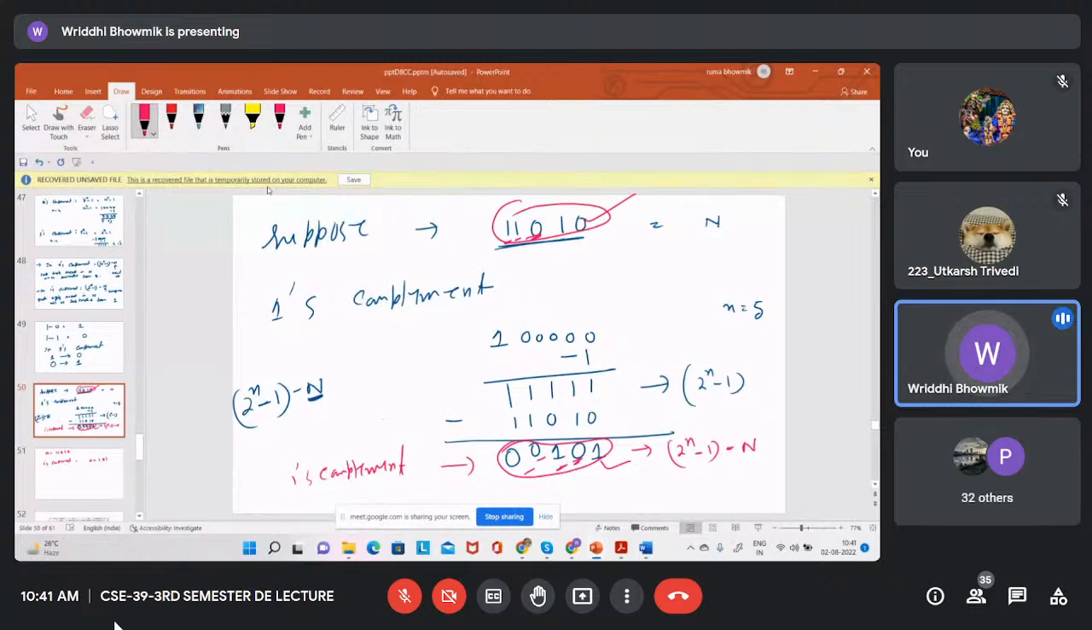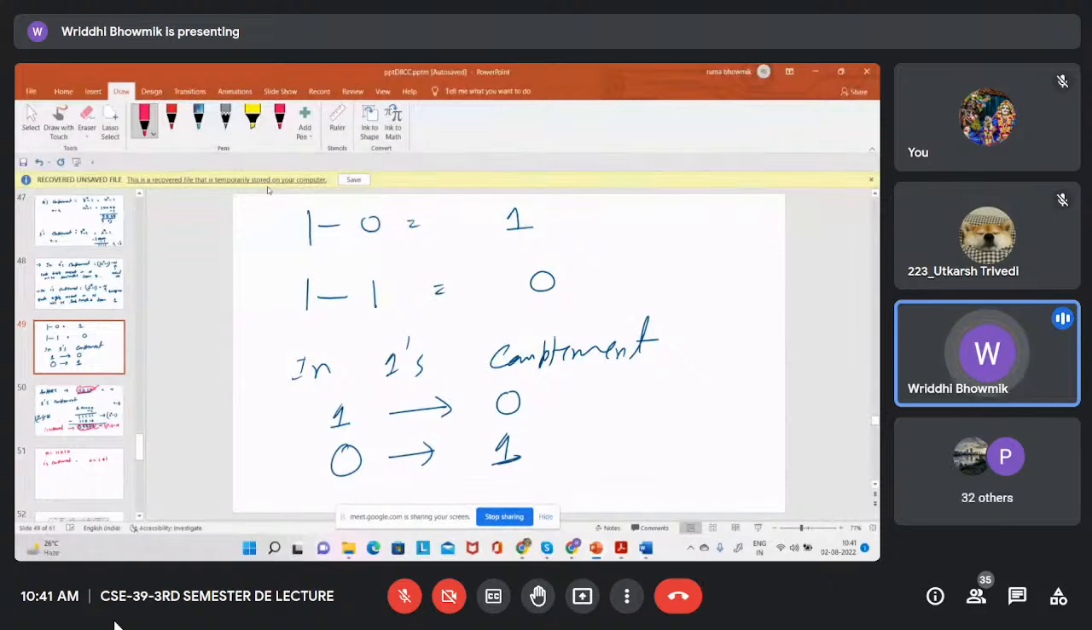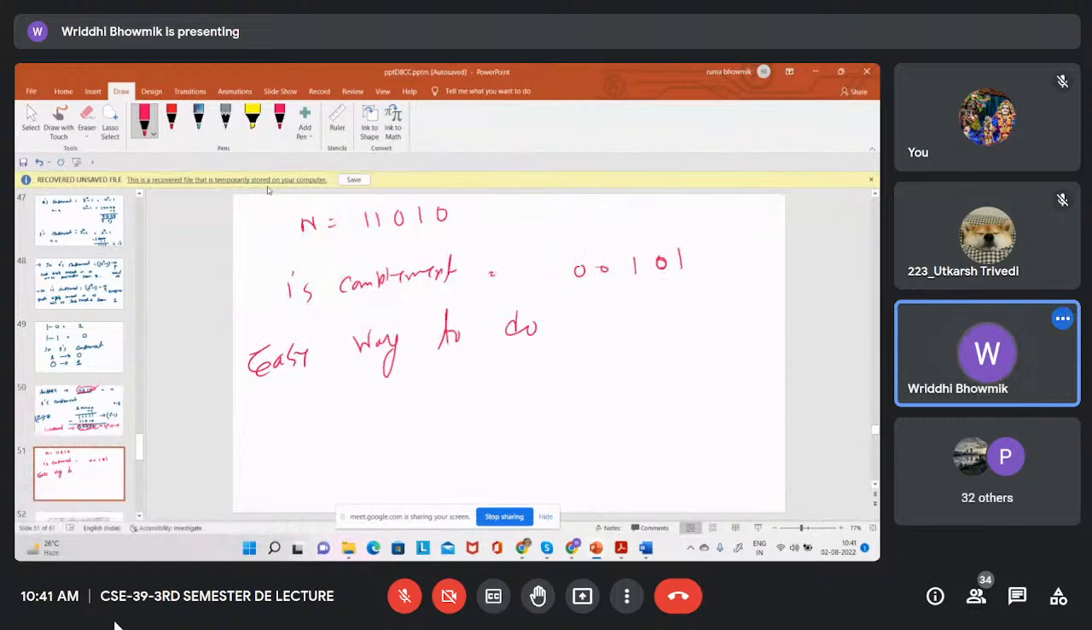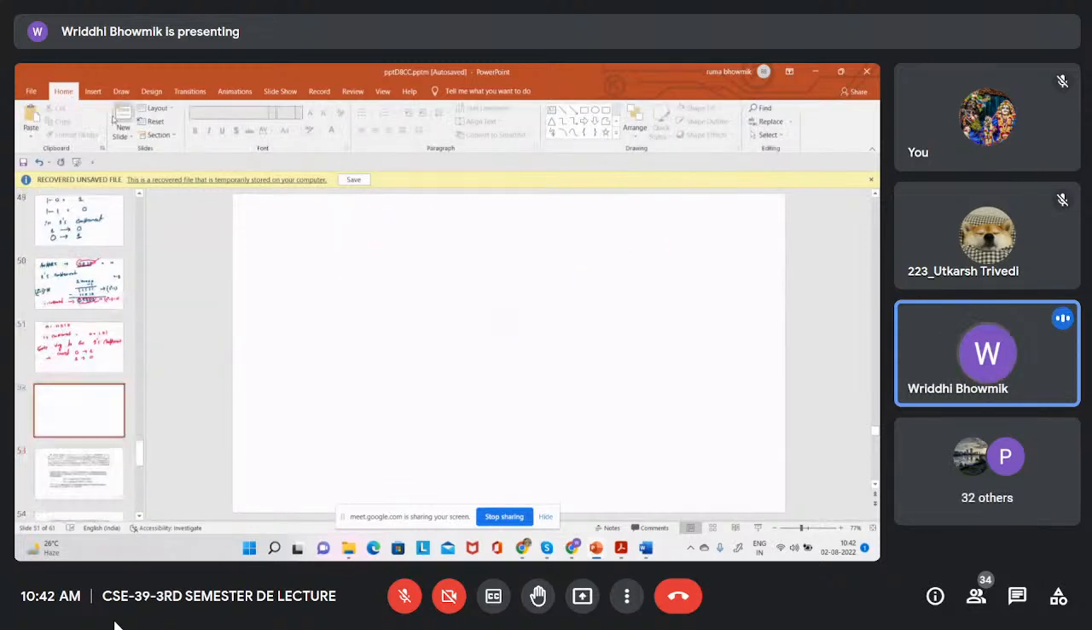So that is why I am saying in the ones complement system, the easy way to do one's complement is to convert 0 to 1 and 1 to 0. Then automatically you will get the ones complement. Okay. Now the twos complement.